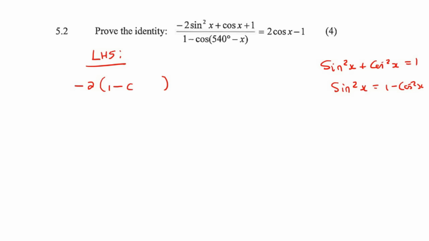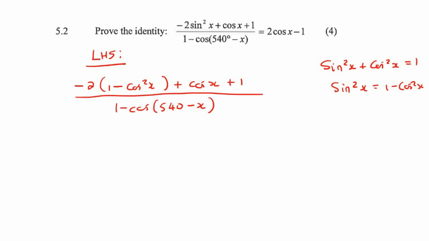So 1 minus cos squared x. Okay? Then the rest is all the same. And then the rest, I'm not going to touch anything just yet. Okay, now I'm just going to multiply the 2 in, so that gives us minus 2 plus 2 cos squared x plus cos x plus 1.